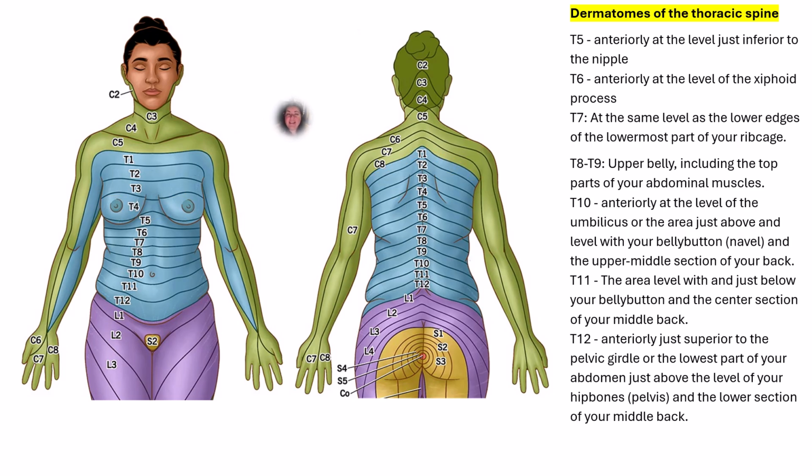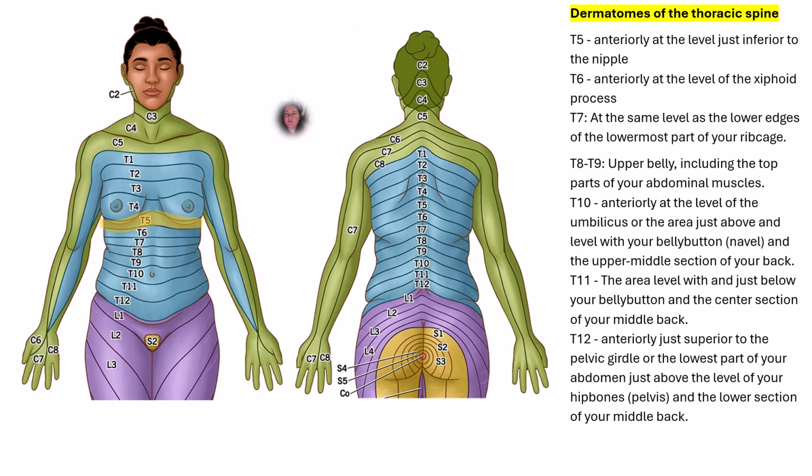T5, this one in the anterior portion of the body, is at the level just inferior to the nipple. So we're underneath the breast tissue here a bit, the bottom part of the breast, or across those ribs and chest muscles just below the nipple.